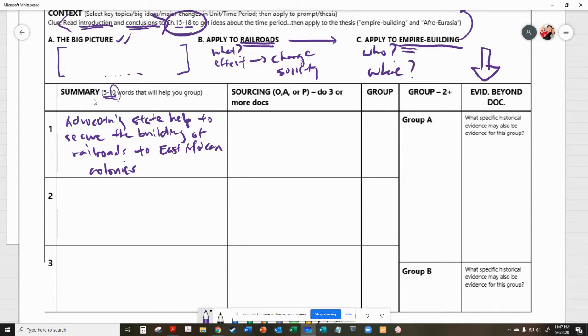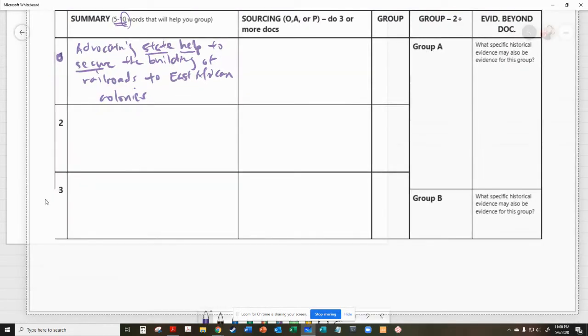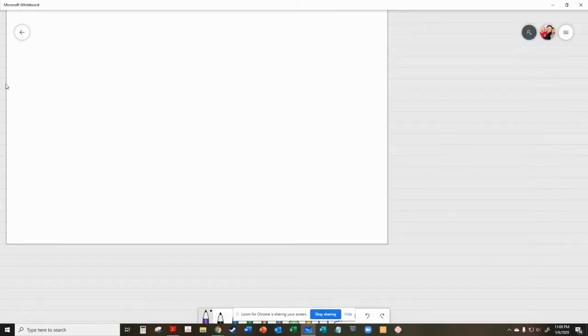But again, just to get an idea, he's advocating for state help, or at least in this case, to secure the building of railroads by his particular company, the East Africa Company. Okay. So that's basically what you want to be able to do: to summarize this, to give you a quick idea, and not only that, for you to look back at some of the other documents. And eventually, once you get the full listing of all 7 documents, what you're able to do now is to go through and compare.